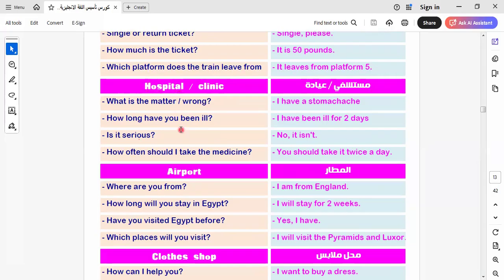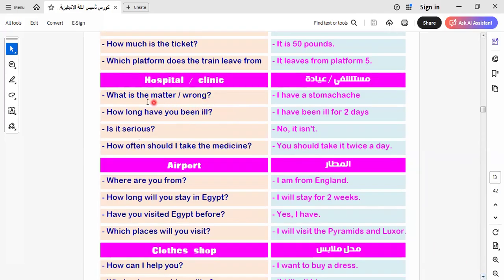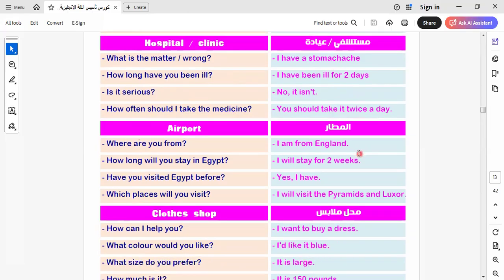When we are in a clinic, what sentences do we use in this place? What is the matter? If you have something wrong, I say, what is the matter? What is wrong? I have a stomach ache, I have a back ache, and anything. How long have you been ill? I have been ill for 2 days. Is it serious? No, it isn't. How often should I take the medicine? You should take it twice a day.